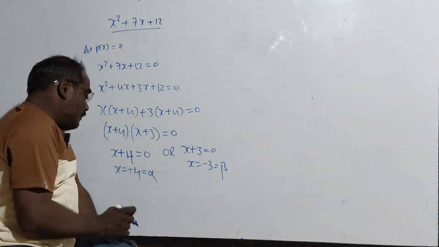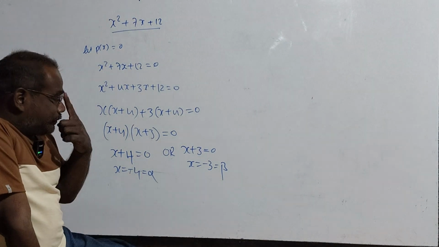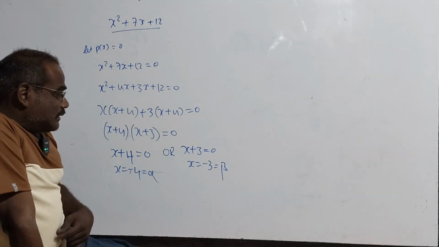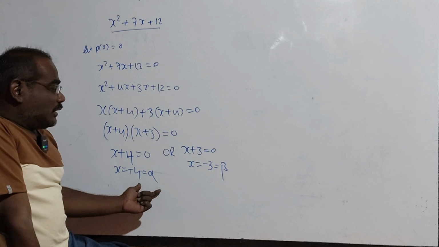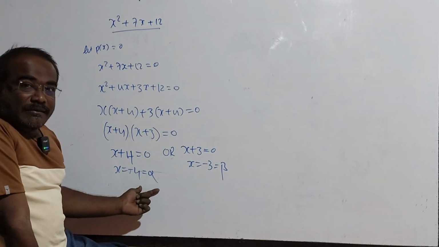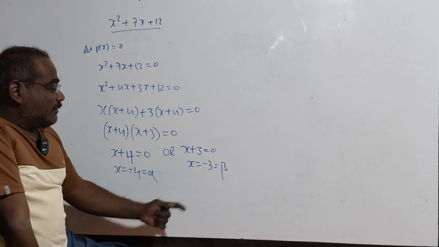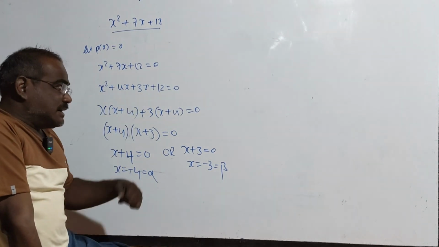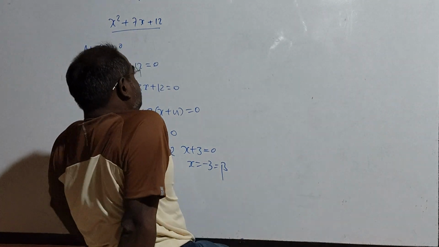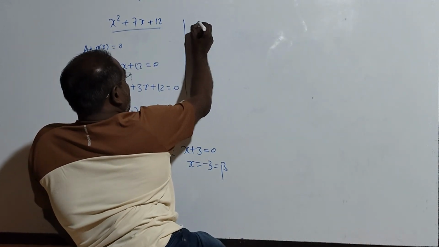Okay, alpha value is minus 4, beta value is minus 3. Now we got the value of alpha and beta. Alpha value is minus 4, beta value is minus 3. We will verify those results now. Okay, first one is what?